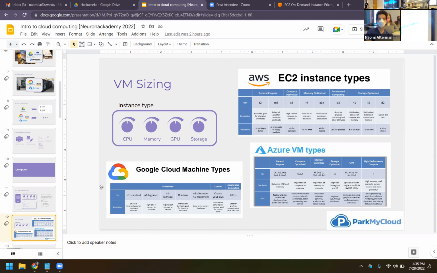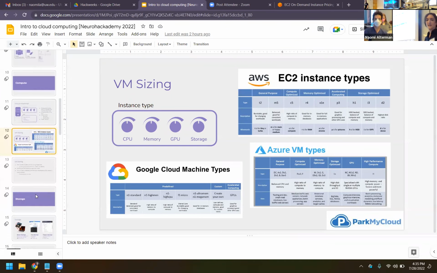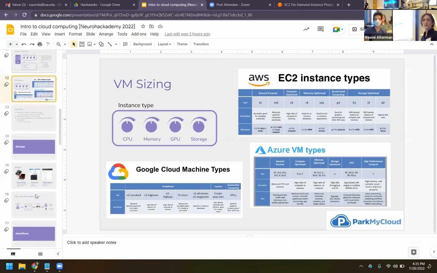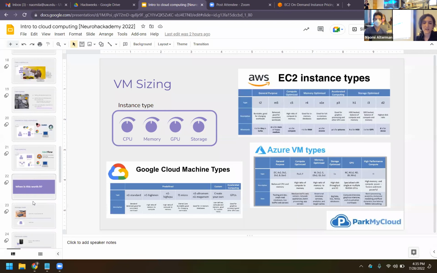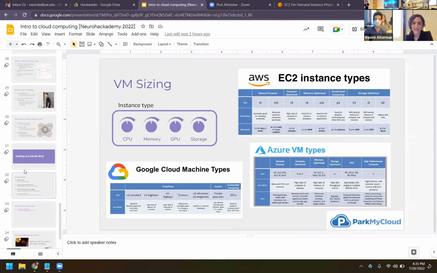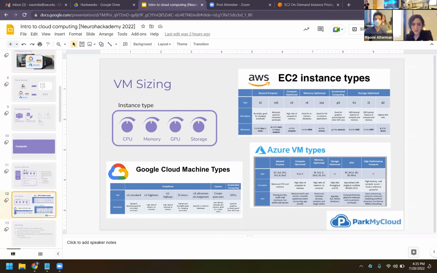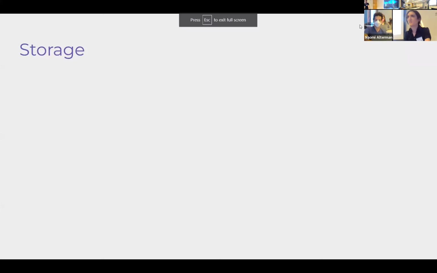Cool. So let's see. I was talking about VM sizing. Now I want to talk about storage. Let's see, just want to see a little bit of what I'm doing here. Storage, workflows, cost benefit analysis, meta learning, getting our hands dirty. All right, I do want to talk about storage, and then we can look at what the time is and how much of it we have and what we want to focus on.